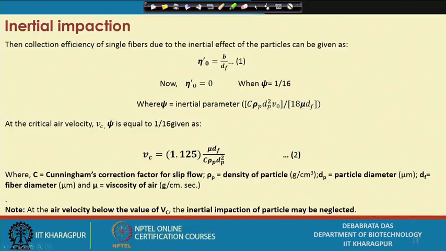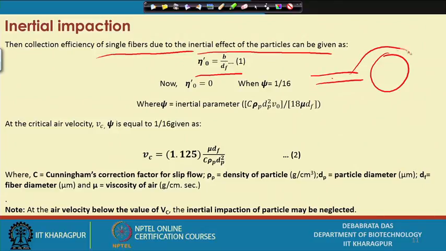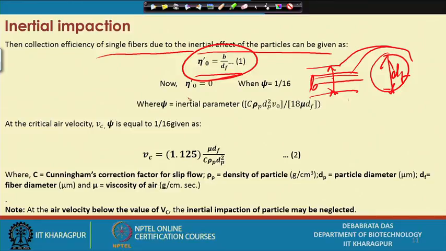Now, here the collection efficiency of the single fiber by inertial impaction can be given as eta 0 equal to B by dF. B is the width of the stream, and this is the fiber. So, effective width, we shall have to find out up to what width this is effective. Suppose this is B and the diameter of the fiber is dF. So, this is the collection efficiency due to inertial impaction, and this will be equal to 0 when psi equals 1 by 16.